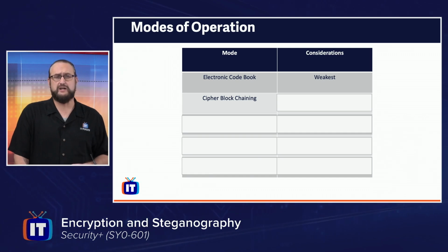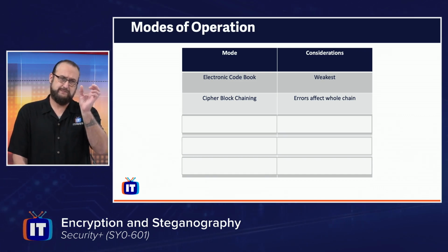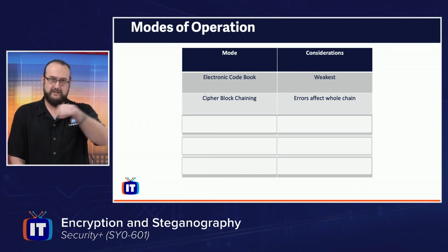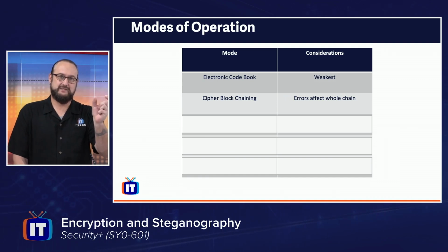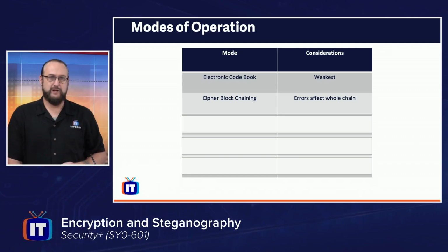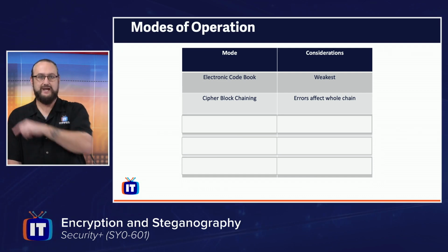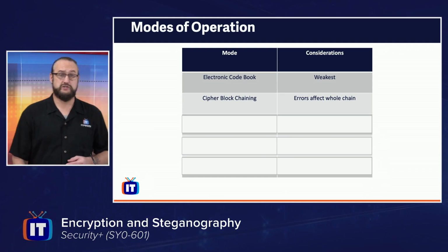Next one is cipher block chaining. You might hear it called CBC. CBC is interesting because it actually takes the encrypted block and feeds that into the next block and then feeds it on, and you get this chain, right? It's interesting that if there's a one bit error in the first block, when it's fed into the next one, the error is going to be present in that block too, and then likewise down the chain. So keep in mind that errors can affect the whole chain.